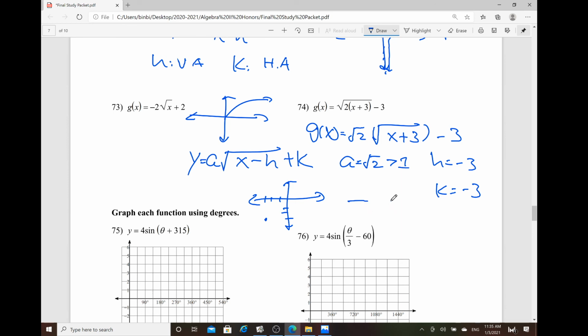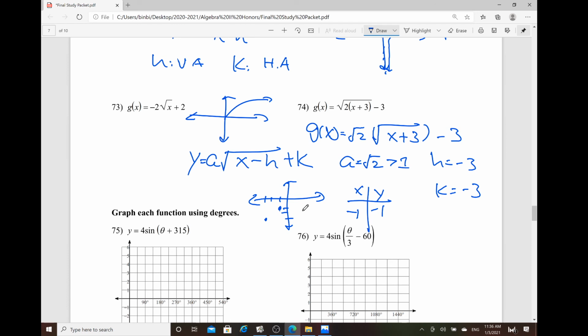And also you can set up the x-y table to get some points in order to find out exactly what the other points are. So you've got to be smart with the numbers that you choose. Let's say that x equals 1, because 1 plus 3 is 4, 4 times 2 is 8, then that'd be 2 root 2. So let's make sure that this number can be a perfect square. Let's say negative 1. So negative 1 plus 3, that's 2. 2 times 2 is 4, root 4 is 2. 2 minus 3 is negative 1. So negative 1, negative 1.